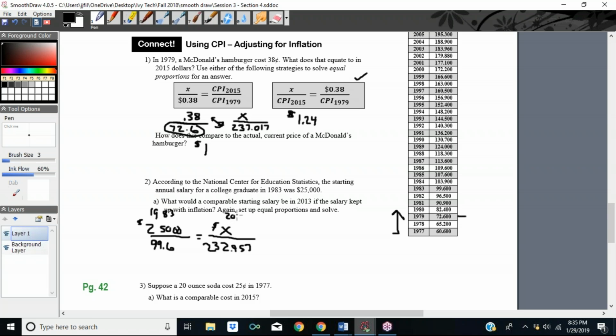So this is 2013. So we don't want to put the year in there, we want to put the CPI in there. And then multiplying 25,000 times the 232.957 and dividing by 99.6, we come up with $58,473 and 14 cents, just like I see in the chat box.